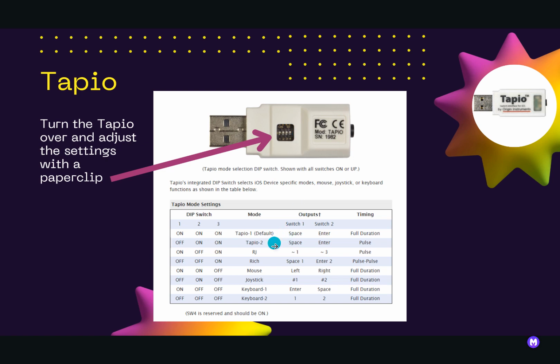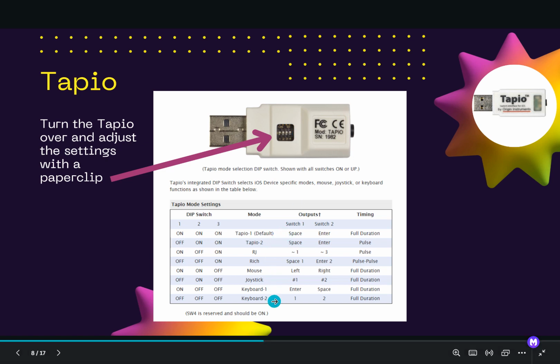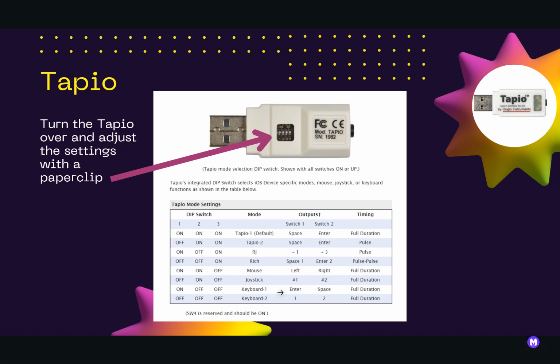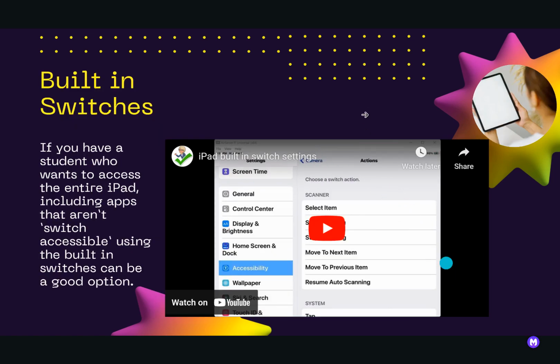So you can see you have lots of other options here for what action your switch press will take on the iPad, and you can adjust those accordingly. Now, if you have a student who wants to access the entire iPad, including apps that aren't switch accessible, using the built-in switches can be a good option. So go ahead and watch this video to see details about how to do that.